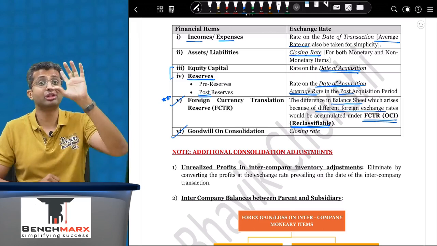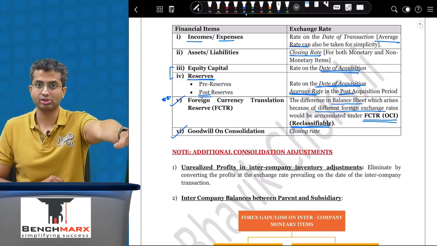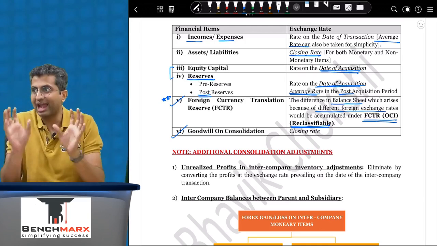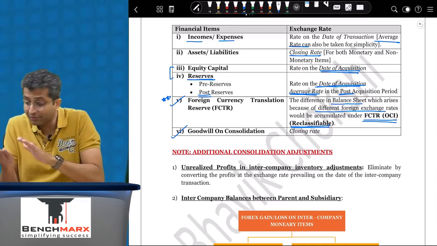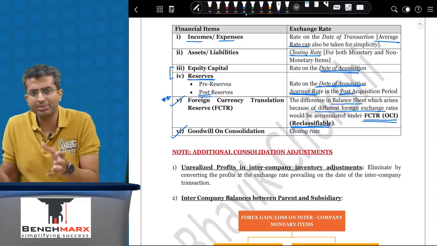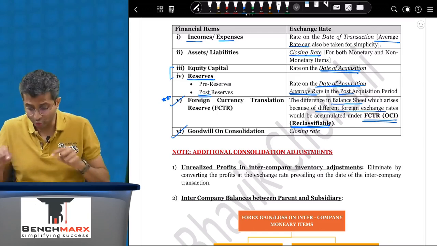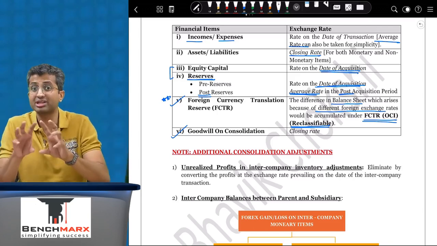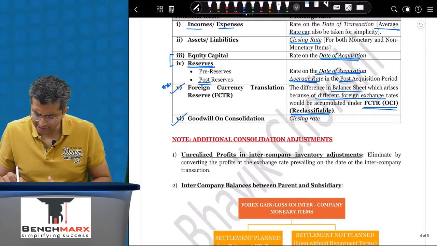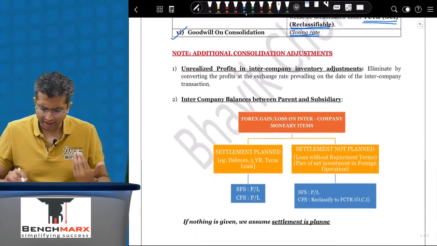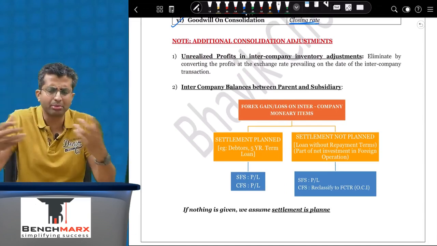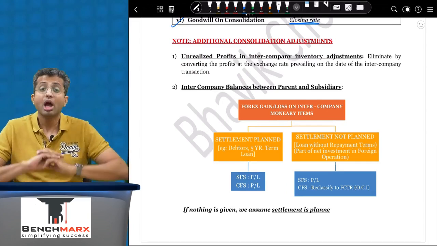Sir, goodwill cannot change. Goodwill in dollars will not change. Like land, if JLR had acquired some land, that land in that foreign currency will not change. But if you convert that into rupees, for example, that will be at the rate prevailing as on the closing date, because all non-monetary items in case of translation will be at the closing rate. Okay, so this is an important point to remember. Apart from that, there are two additional adjustments which are linked to consolidation. If you have done consolidation, probably this will give you some insight.